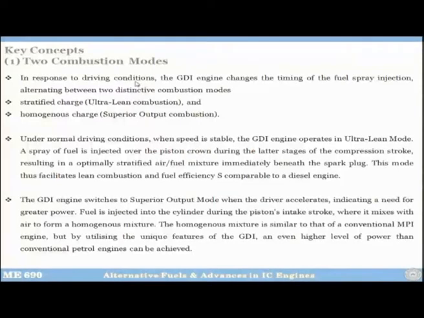Now we will discuss the key concepts of the GDI engine. There are a few key concepts, and I will come back to some of these emission norms. First, let us discuss the two combustion modes. What are these two combustion modes? The GDI engine is a very smart engine.